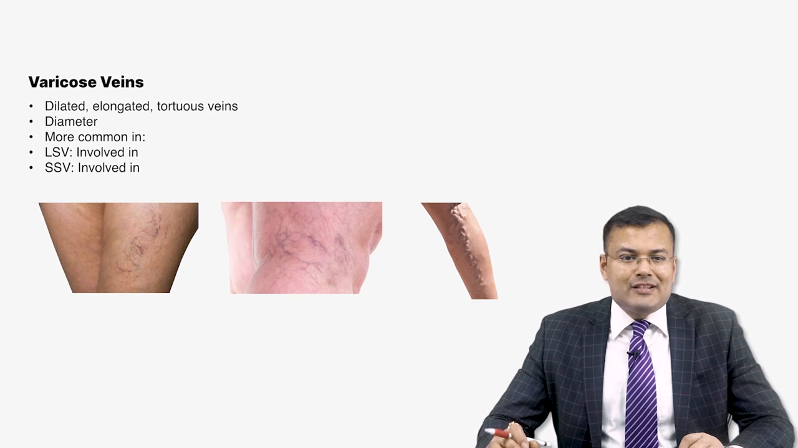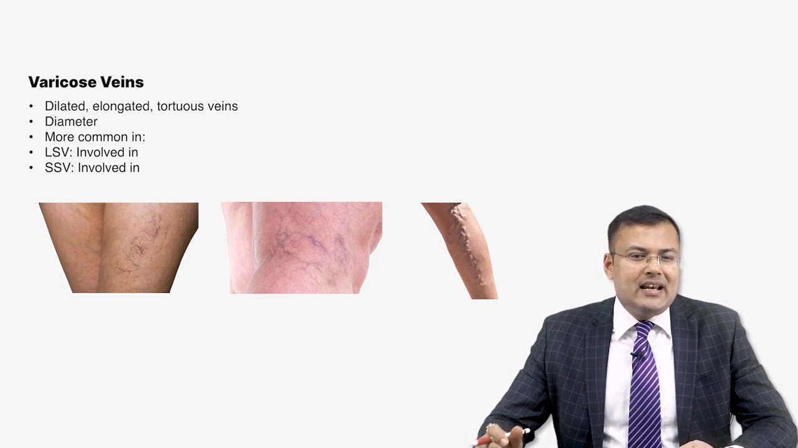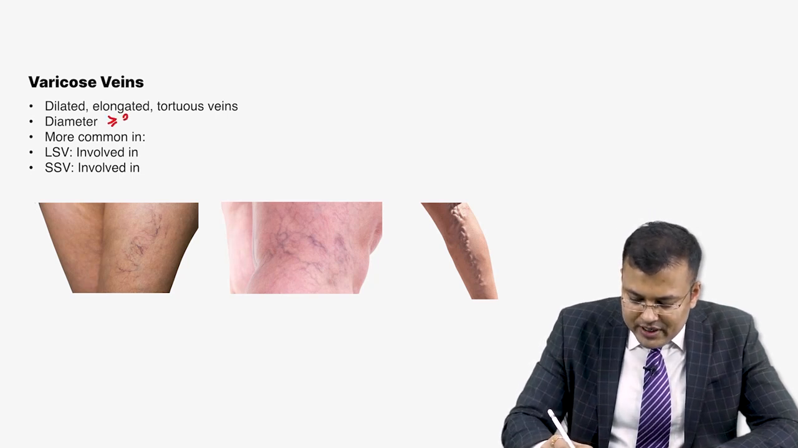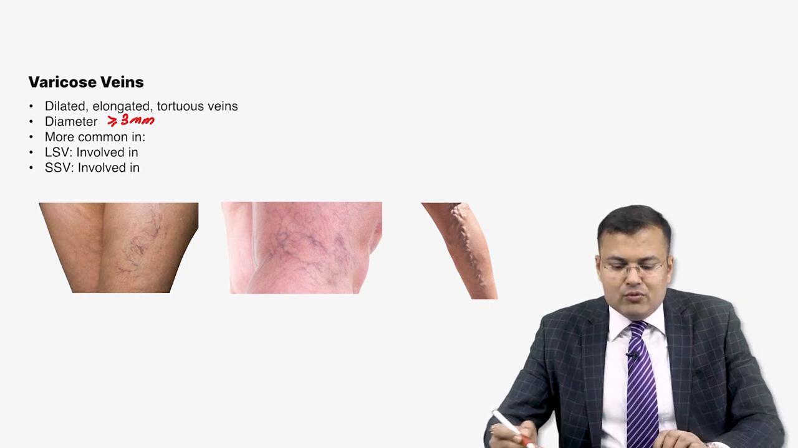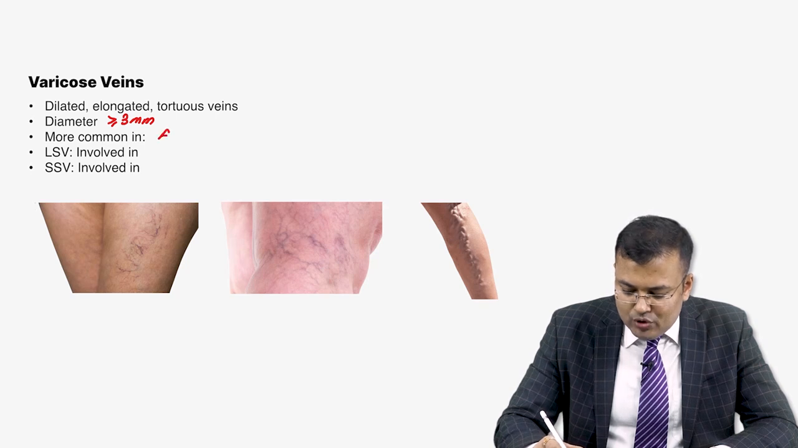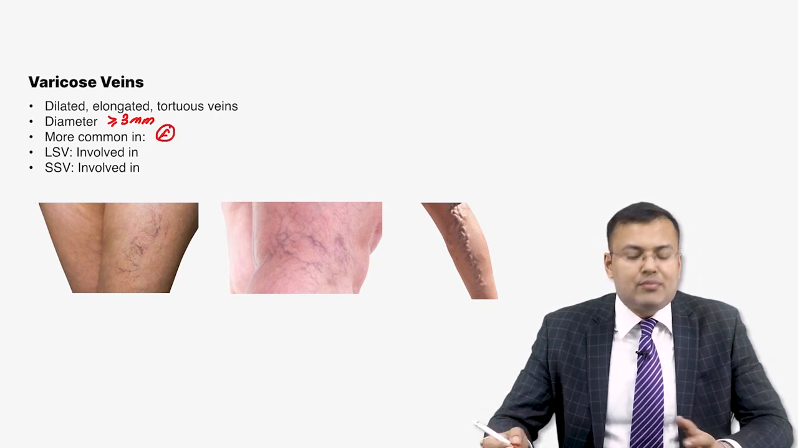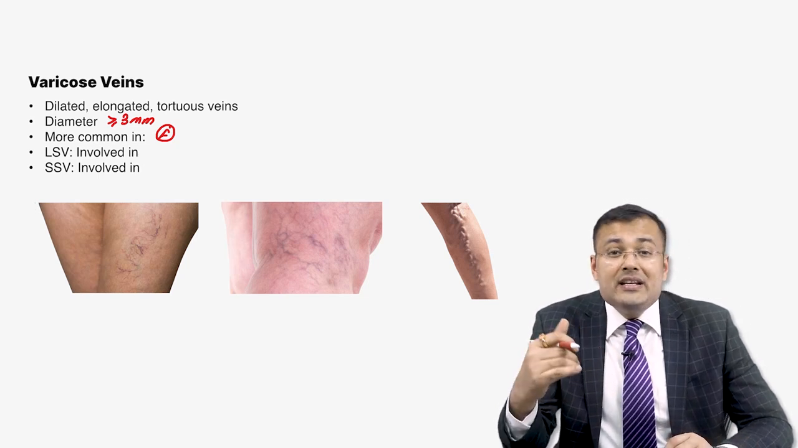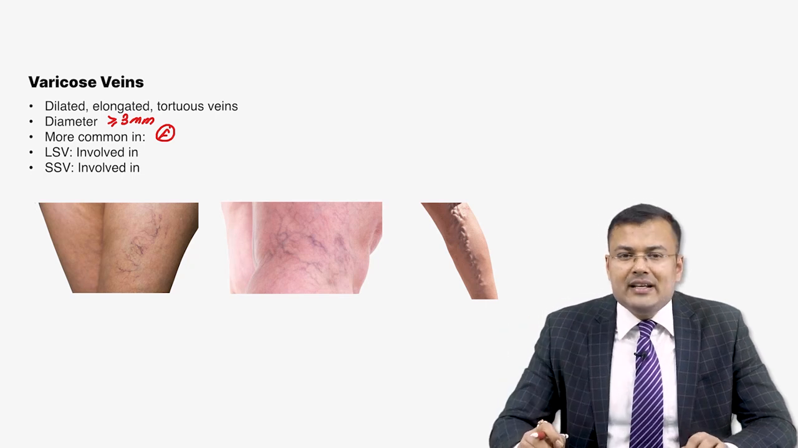So now we are going to discuss varicose vein. We discussed the definition: dilated, elongated, tortuous vein. Remember the diameter: more than or equal to 3 mm. And is it more common in males or females? Guys, it is more common in females. One of the risk factors is prolonged standing. And the prevalence of varicose vein increases with age.